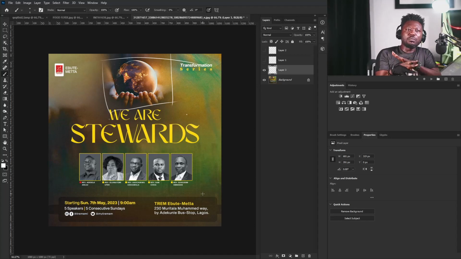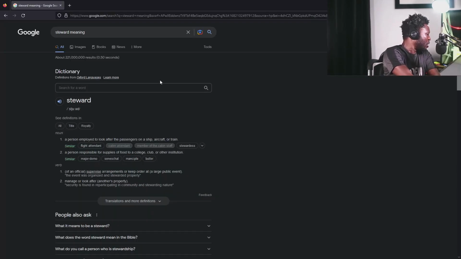And I know there are so many illustrations you can use that are closer to leadership, but there's a particular one I'm going to use if I'm asked to work on this project. But before I show you the illustration I'm going to use here, when I received this artwork from Tona, I went as far as looking for the meaning of the word steward. And the definition I got here is a person employed to look after the passengers.